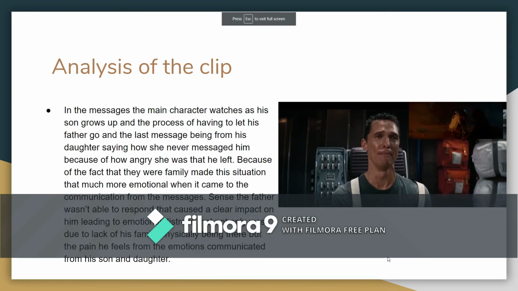Continuing on, so analysis of the clip. In the messages, the main character watches as his son grows up in the process of having to let his father go, and the last message being from his daughter saying how she never messaged him because of how angry she was that he left. Because of the fact that they were family, it made the situation much more emotional when it came to the communication from the messages.